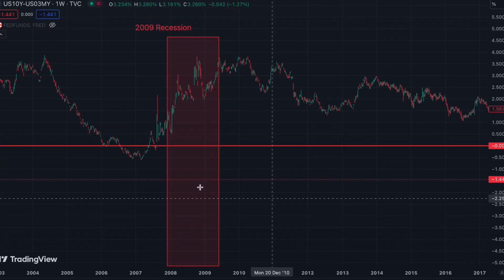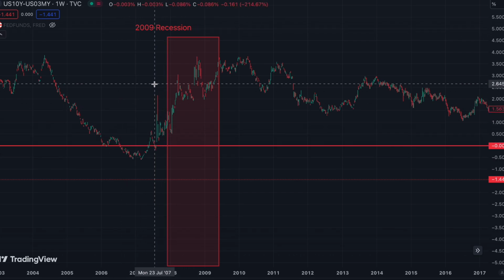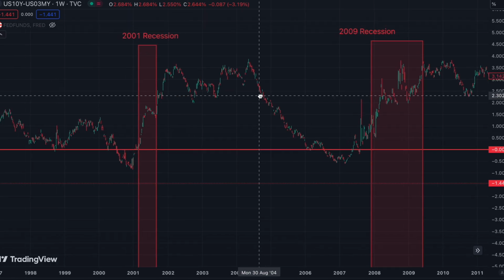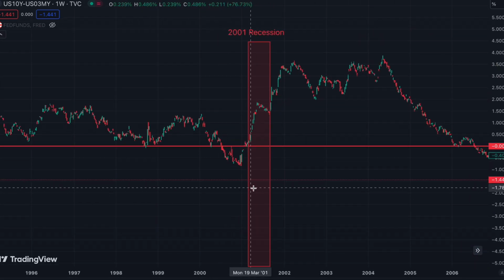How about the Great Recession? Again, the yield curve was signaling weakness as far back as early 2006. We didn't enter into a recession until a year and a half later, after the yield curve had already uninverted. Same thing happened during the dot-com crash.